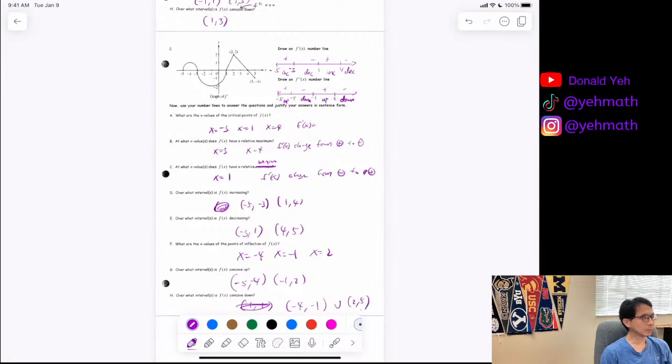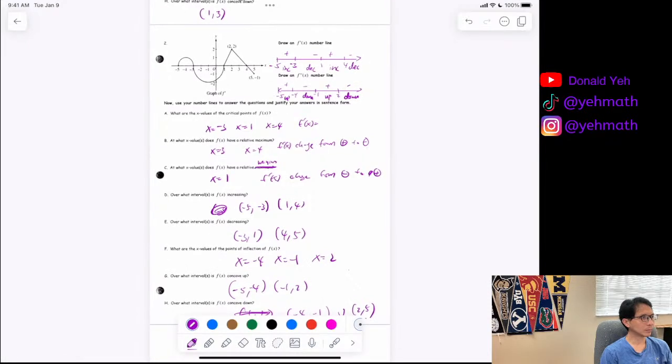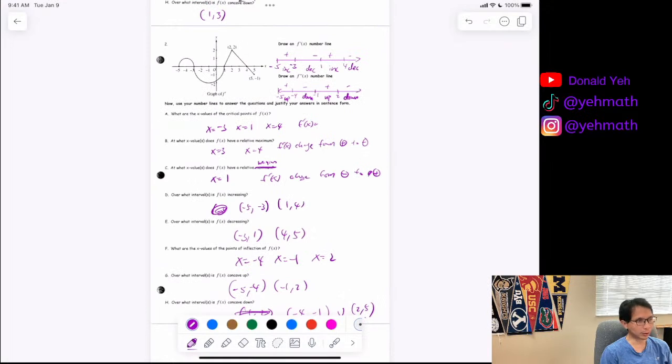Could you explain why we include -5? Even though it's an endpoint, how come we still include it as a critical point? Because the definition of critical number is f prime of x equal to 0. That's it. It doesn't have any restriction. What about f double prime? How come we include -5? For f double prime, you only need to have a sign change from positive to negative, negative to positive. So it's not including -5.